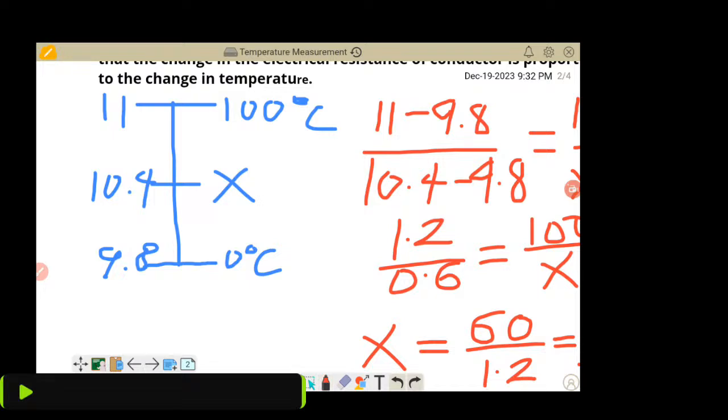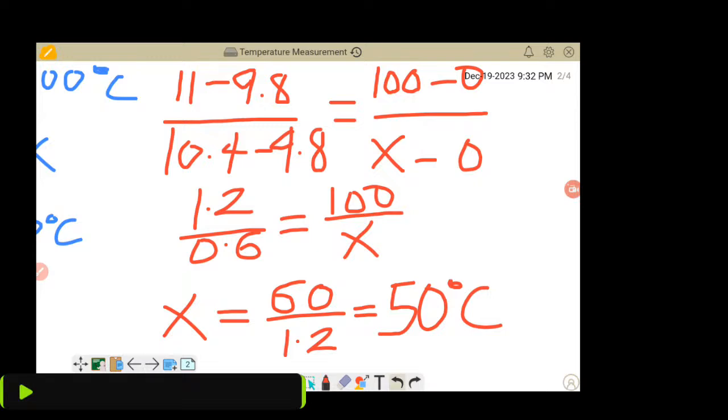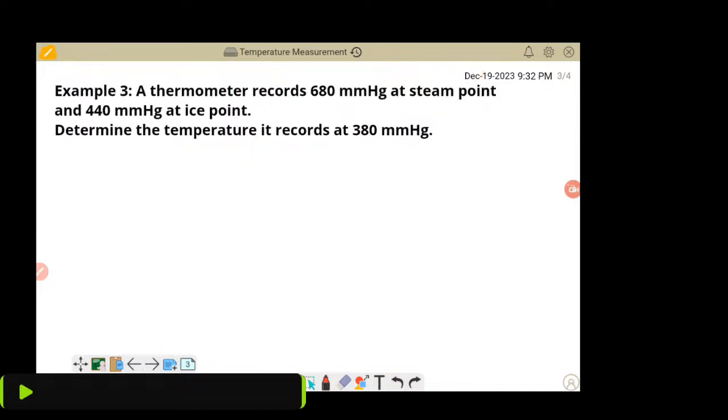Okay, let's have one more example on this. In case you are just following, you've not been able to pick anything, we are going to have one more example on this. Wish you shed more light on this before we move to the next aspect of this topic. Okay, now the next example here, we have a thermometer that records 680 millimeter Hg at steam point and 440 millimeter Hg at ice point. This thermometer, you can call it a gas thermometer, is using the pressure of gas to sense the temperature of whatever it is measuring. Okay, they now ask us to determine the temperature it records as 380 millimeter Hg.